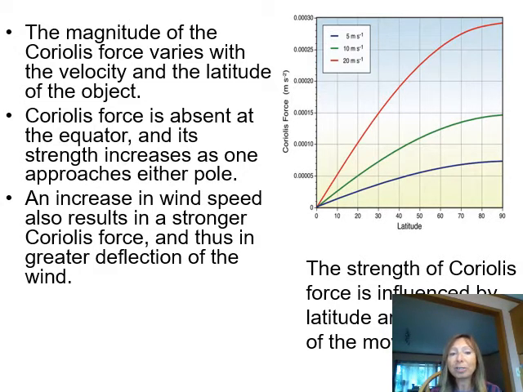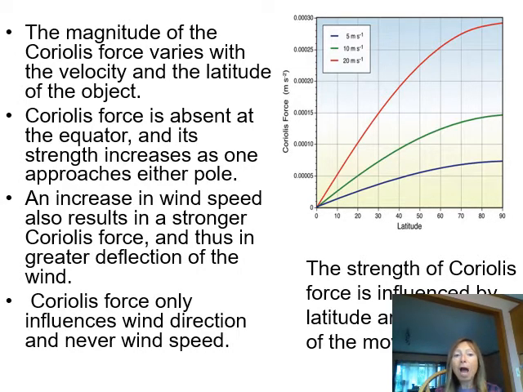An increase in wind speed also results in a stronger Coriolis effect. So the faster is the wind, the stronger is the Coriolis effect, the stronger is the deflection. However, we have to keep in mind the Coriolis effect does not influence the speed of the wind. The speed of the wind is determined by the pressure gradient, but the intensity, the magnitude of the Coriolis effect is determined by where we are. So the higher is the latitude, the higher is the Coriolis effect.